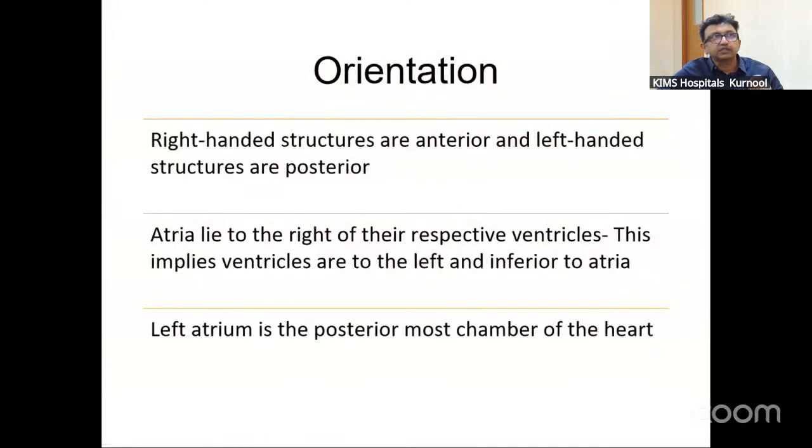And the right-handed structures of the heart are anterior, while the left-handed structures are posterior. Okay, it is not like an AP position of the heart. It's angulated so that the right-handed structures are anterior, while the left-handed structures are posterior. Atria lie to the right of their respective ventricles. This implies the ventricles are to the left and inferior of the aorta. So in this anatomy, the left atrium is the posteriormost chamber of the heart.